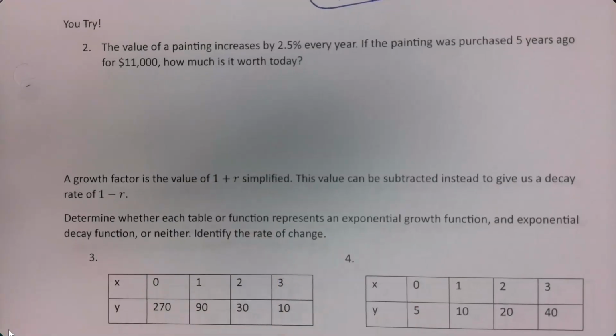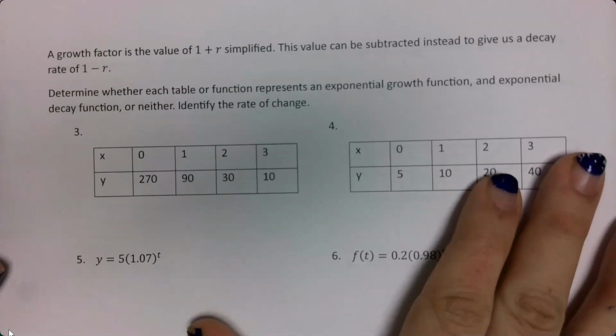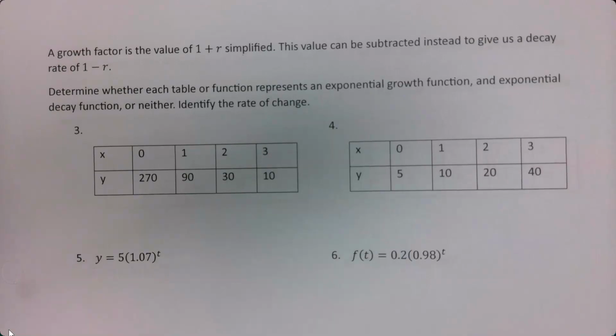Okay, so the next thing I have is a growth factor is the value of 1 plus r simplified. This value can be subtracted instead to give us a decay rate. I want to determine whether each table or function represents an exponential growth function, exponential decay, or neither, and then if it does have a decay or growth, to give the rate of change.